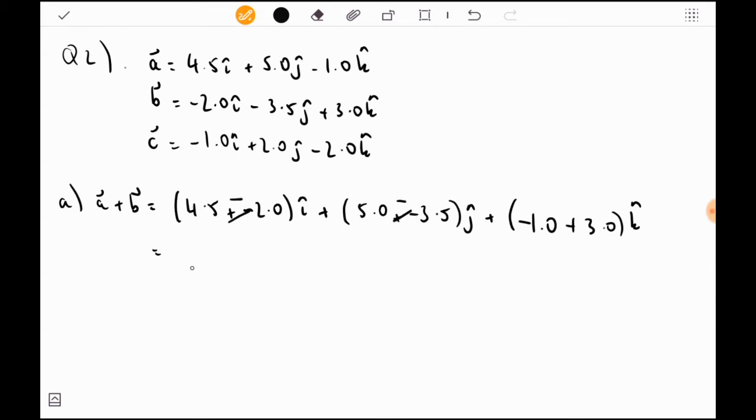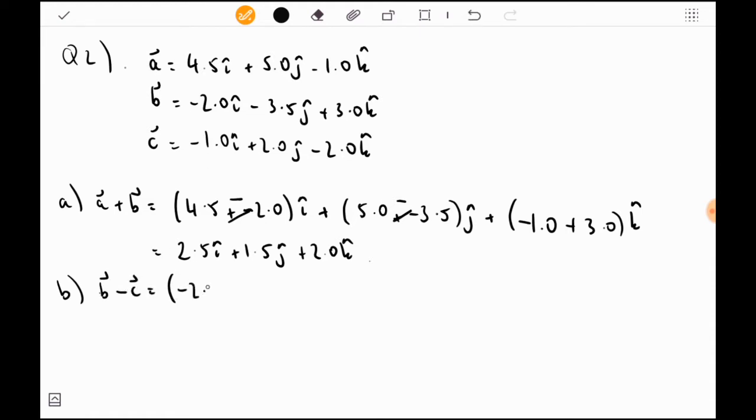So it's 4.5 minus 2.0, so that's 2.5 i. 5.0 minus 3.5 is plus 1.5 j. And then minus 1.0 plus 3.0 is plus 2.0 k. Okay, and then part B, B minus C.